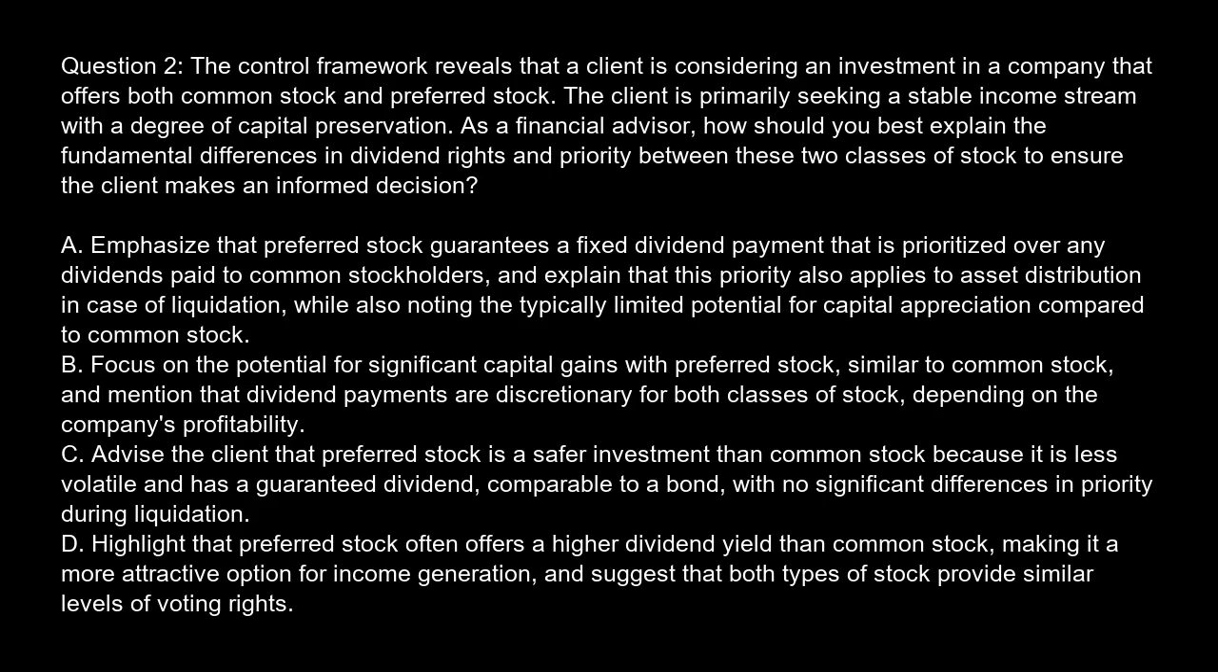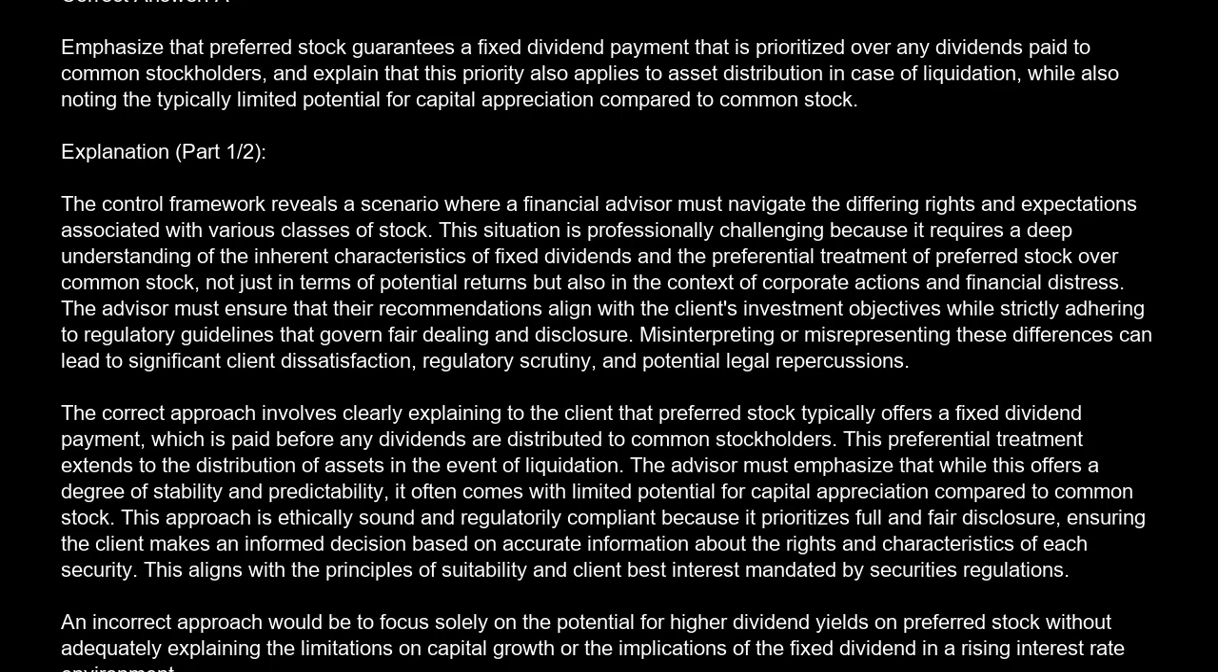Option D. Highlight that preferred stock often offers a higher dividend yield than common stock, making it a more attractive option for income generation, and suggest that both types of stock provide similar levels of voting rights. The correct answer is A. Emphasize that preferred stock guarantees a fixed dividend payment that is prioritized over any dividends paid to common stockholders, and explain that this priority also applies to asset distribution in case of liquidation, while also noting the typically limited potential for capital appreciation compared to common stock.